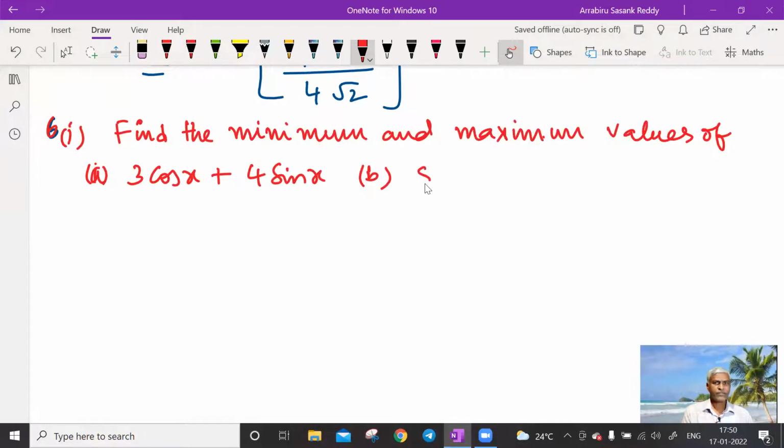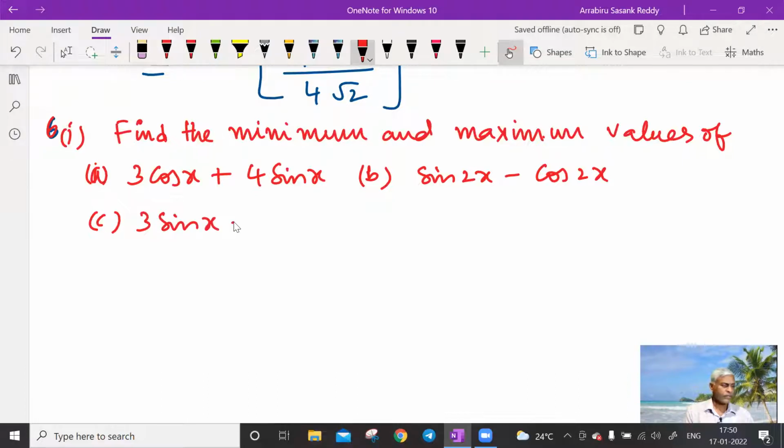Second bit: sin 2x minus cos 2x. Then 3 sin x, and 4 cos x.